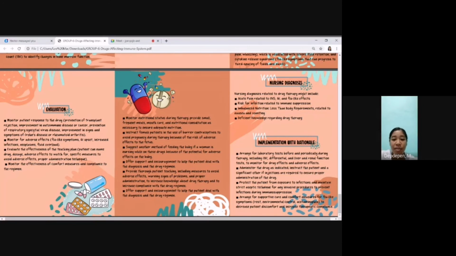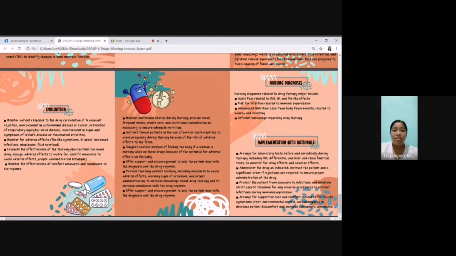Fifth, monitor nutritional status during therapy. Provide small frequent meals, mouth care, and nutritional consultation as necessary to ensure adequate nutrition. Instruct female patients in the use of barrier contraceptives to avoid pregnancy during therapy because of the risk of adverse effects to the fetus. Also, suggest another method of feeding the baby if a woman is nursing while on these drugs because of the potential for adverse effects on the baby.